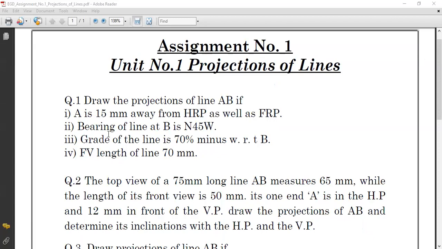Okay, just wait. In the first one, those who feel there is a problem: the location of point A is given here. The bearing with respect to B is given. So I have told, if at all it is given with an unknown point, how to convert it to a known point?